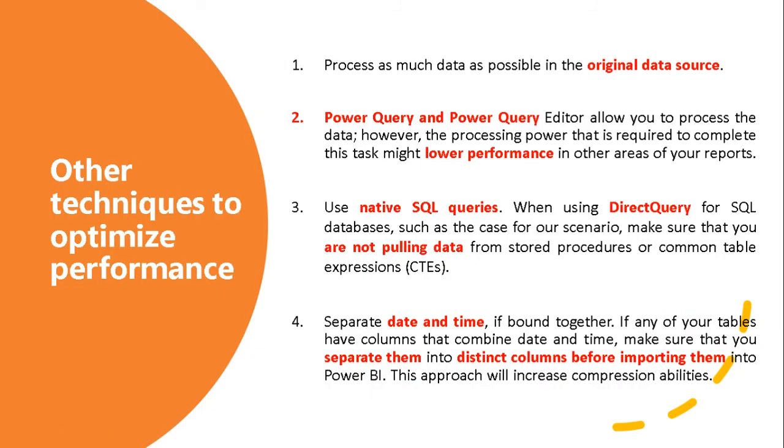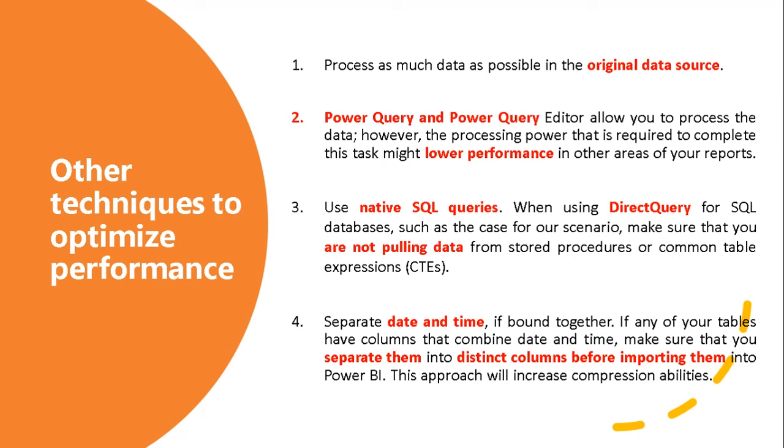The other techniques to optimize your performance, apart from query folding and diagnostics, is to process as much data as possible in your original data source itself. Having each and every step done in the Power Query Editor is going to lower your performance. So ensure that you reduce your transformation steps in the Power Query Editor. You can use native SQL queries when you are trying to establish a direct query to your SQL database. But ensure that you are not pulling the data from a CTE, called a common table expression. Carefully use your native SQL queries when trying to establish a database connection.